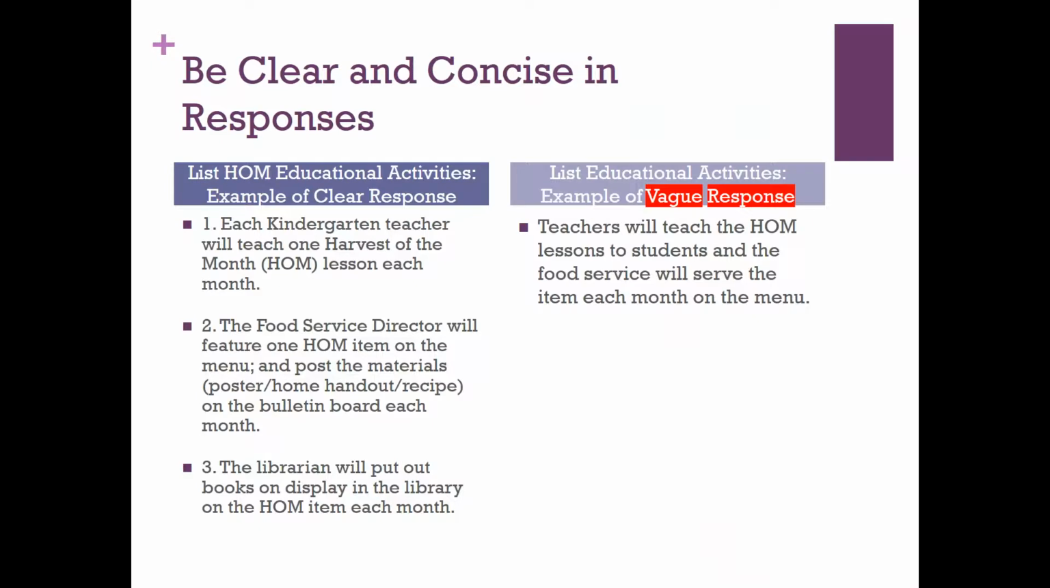For example, the Harvest of the Month mini grant application that the Montana Team Nutrition Program provides to schools to apply for. On that grant application, one of the questions is to list educational activities that will occur in the school to implement the Harvest of the Month program. And on this slide, I put 2 different responses to this question. The first column is an example of a clear response, where the second column is an example of a vague response. The first column has 3 bulleted sentences that spell out what's occurring in the classroom, what's occurring in the food service department, and the library to help carry out the Harvest of the Month program in a school.